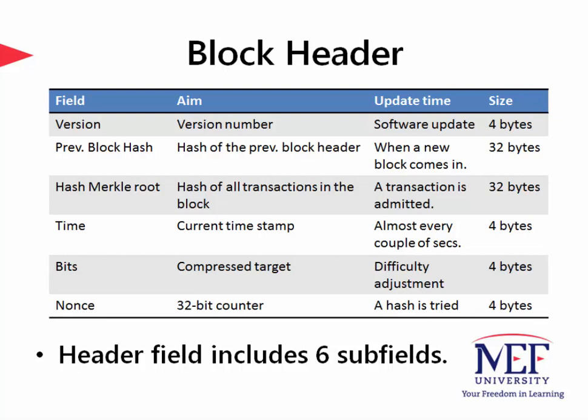The time field stands for the current timestamp, which is expressed in Linux time format, and it's updated almost every 5 seconds. The time is represented by 4 bytes, and we will see an example of it later. The next subfield is the bits field. The bits field is used to adjust the difficulty, followed by the nonce. This nonce is a 32-bit counter, which is incremented every time a hash is tried by the miner. We will talk about these 2 fields in detail when we discuss technical details on mining.